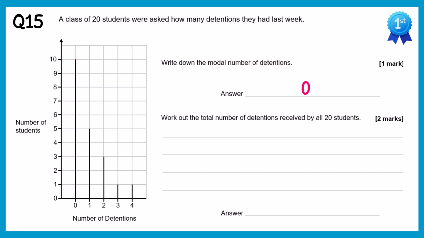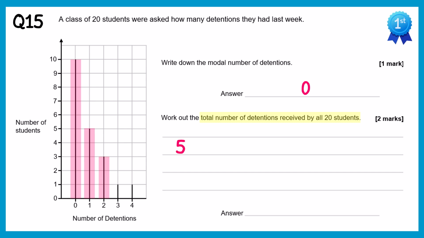In the second part of the question, we need to work out the total number of detentions for all of the students. Let's do it one line at a time. So we have this first line here where 10 students had 0 detentions. That's still a total of 0 detentions. For this next line here, we have 5 students that all had 1 detention. So if we do 5 times 1, that's a total of 5 detentions.